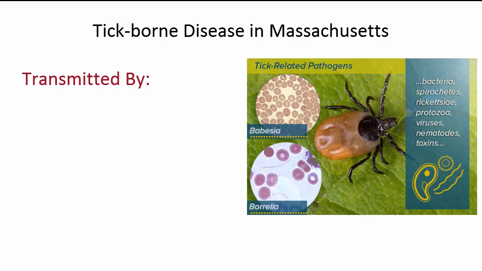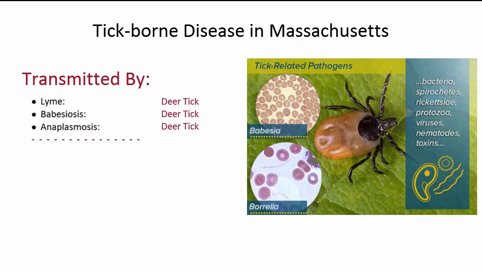Ticks are capable of carrying many bacteria, viruses, and protozoans all at the same time, and transmitting them in one single bite. Diseases acquired together like this are called co-infections. In this course, we'll focus on the major tick-borne diseases in Massachusetts: Lyme, babesiosis, and anaplasmosis. While all three diseases are spread by the deer tick, Lyme is the most well-publicized and prevalent in Massachusetts.